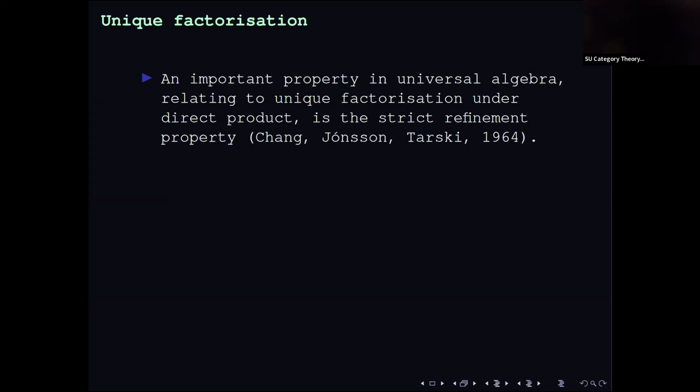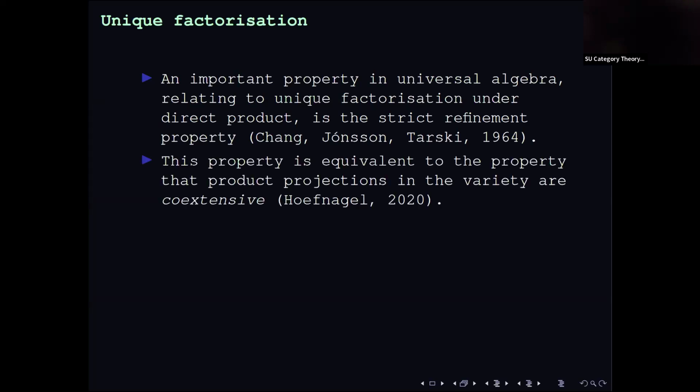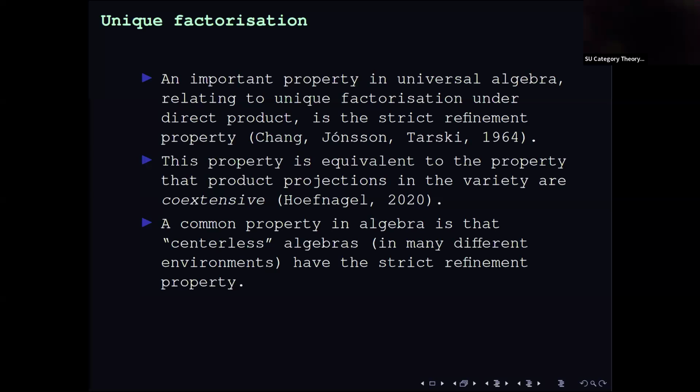And one theorem there is that, for instance, in groups, centerless groups have the strict refinement property. You can always factor a centerless group into centerless irreducibles in a unique way. And this is still true of monoids. And in fact, it's still true in the context of a category satisfying this centrality condition which I've mentioned.